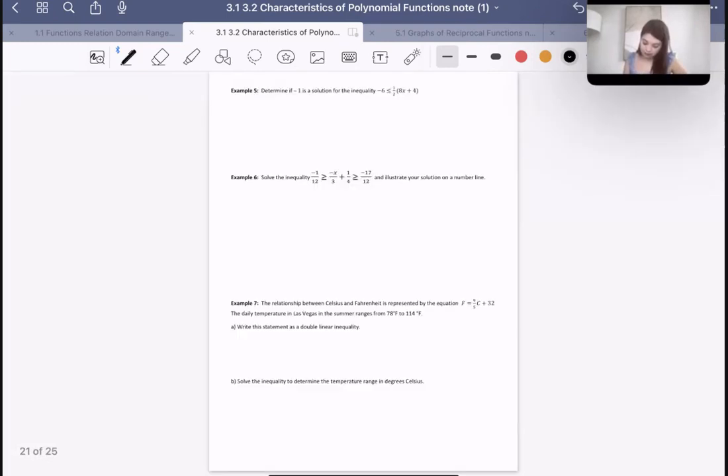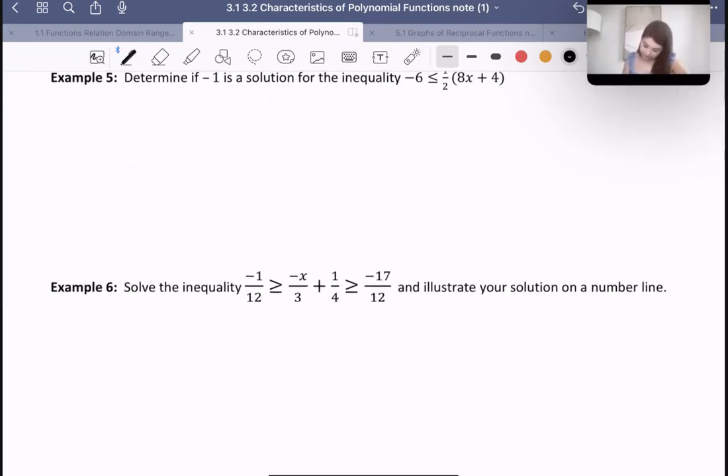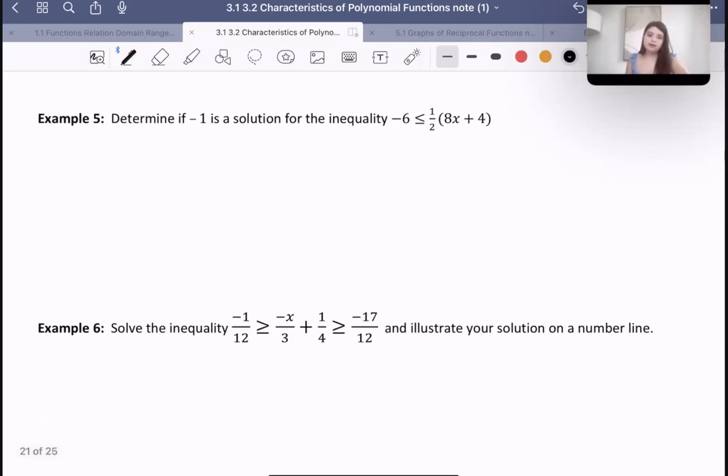Let's move on to this one here. This one says, determine if negative 1 is a solution for this inequality. So here we don't actually have to find the answer. All we need to do is find out if negative 1 is a solution or not. If it is a solution, once we plug it in here, we're going to get a statement that's true. If it is not, we're going to get a statement that's false.